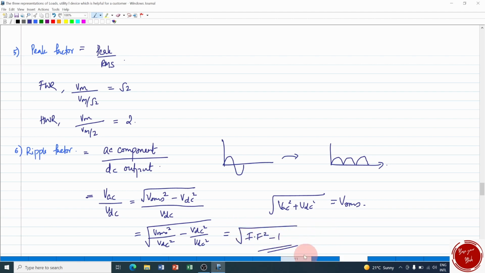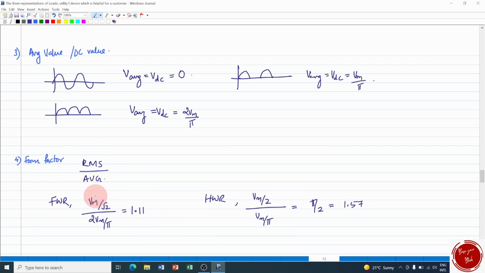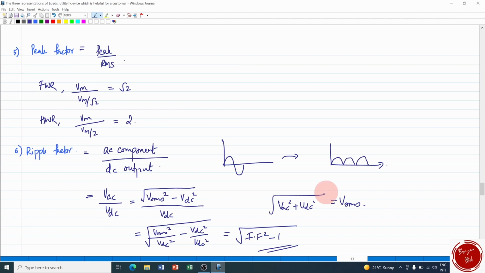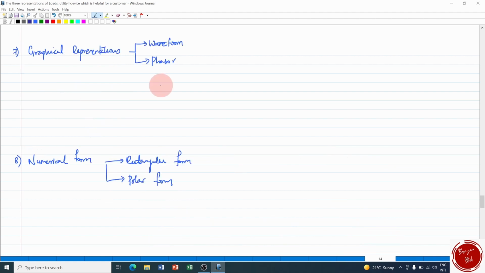We already have the values for the form factors for half wave rectification and full wave rectification, so substituting the form factor value, the ripple factor for the full wave rectified wave will be 0.48, and for the half wave rectified wave it will be 1.21. Next is the graphical representation of the sinusoidal wave.